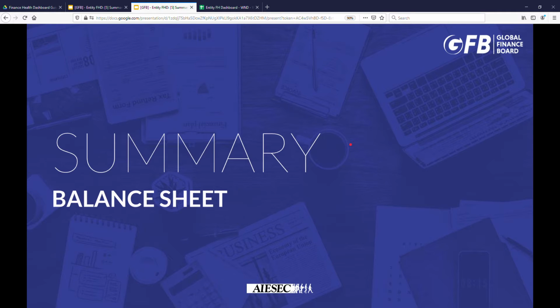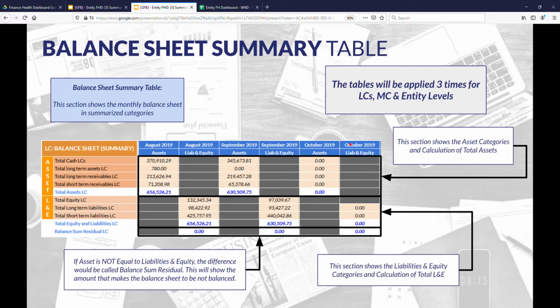So for the balance sheet now: balance sheet analysis and contribution. The first section shows the monthly balance sheet in summarized categories. There are 4 categories for assets and 3 categories for liabilities. We split them on different sides so that it's a lot easier to create the graphs. If assets are not equal to liabilities, then the difference would be called balance sum residual. This will show the amount that makes the balance sheet not balance. So in case assets are 500 while liabilities are 400, then the residual would be 100.